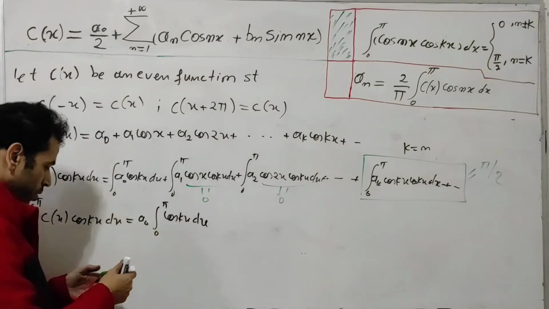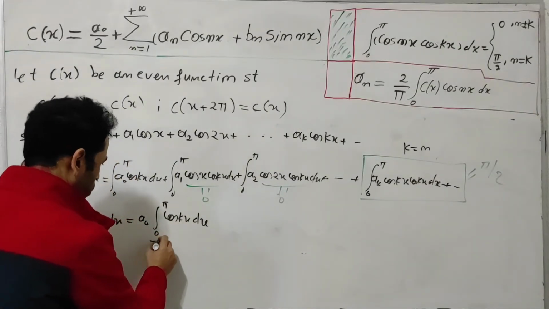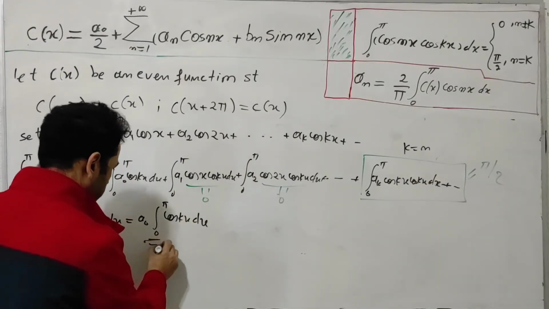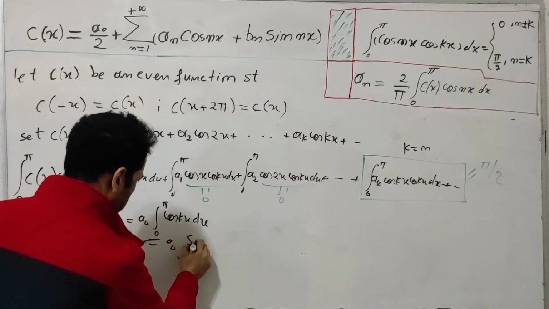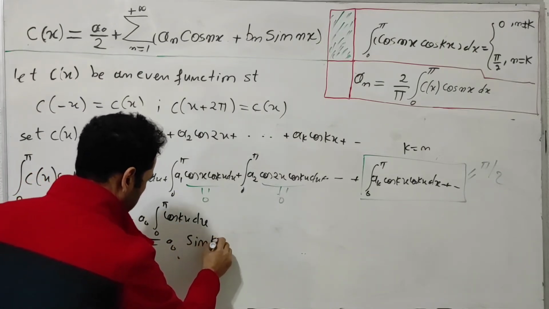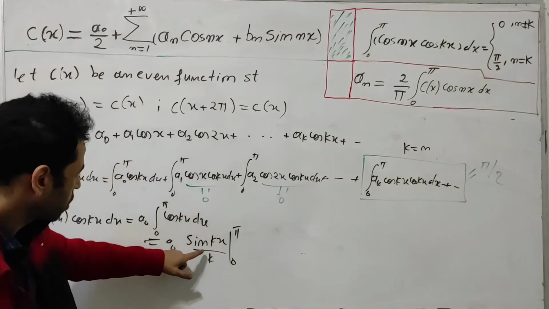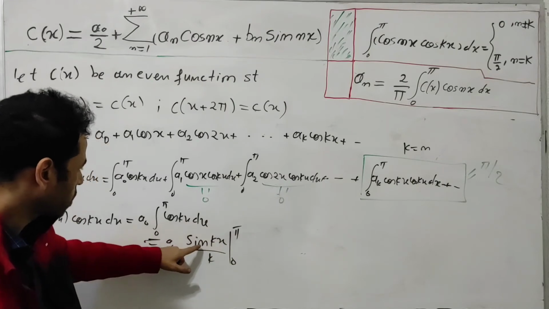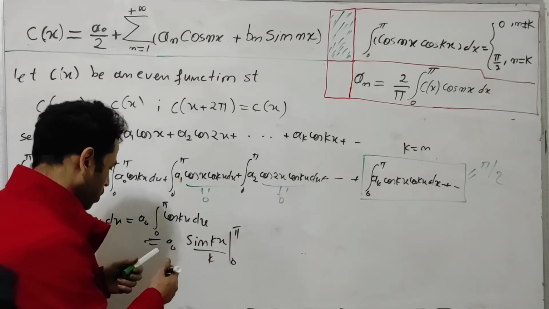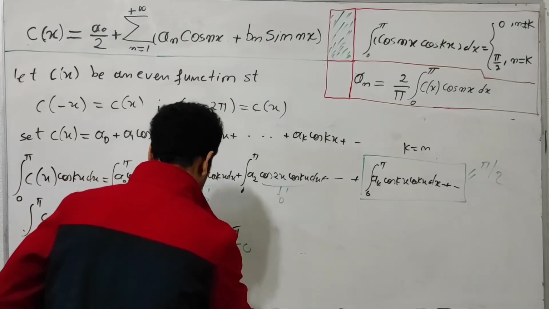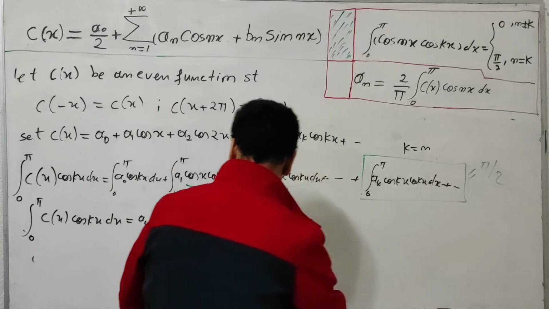Now this one is going to be 0 as well, because when we integrate it, it is given as sine of kx over k, as x goes from 0 to pi. If you replace x with pi, the sine of k pi equals 0. If you replace x with 0, it will be 0. So this integral will be 0. So this one is 0, and this one is pi over 2.